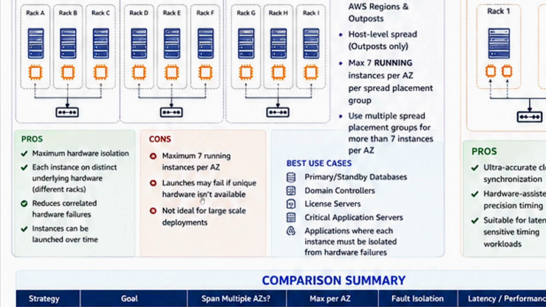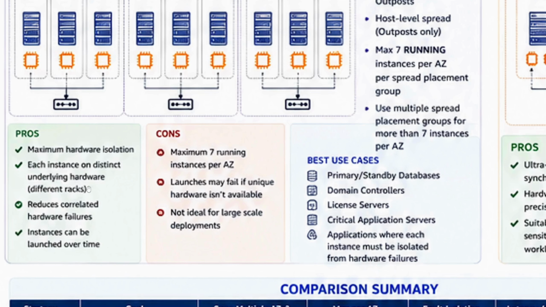Launches may fail if unique hardware isn't available. That is also very important. Hardware availability is very important, like a rack should be empty. Say suppose we have 6 or 7 racks in an AZ, but all of them are busy. There are no racks available. Basically, unique hardware is needed, as we discussed.